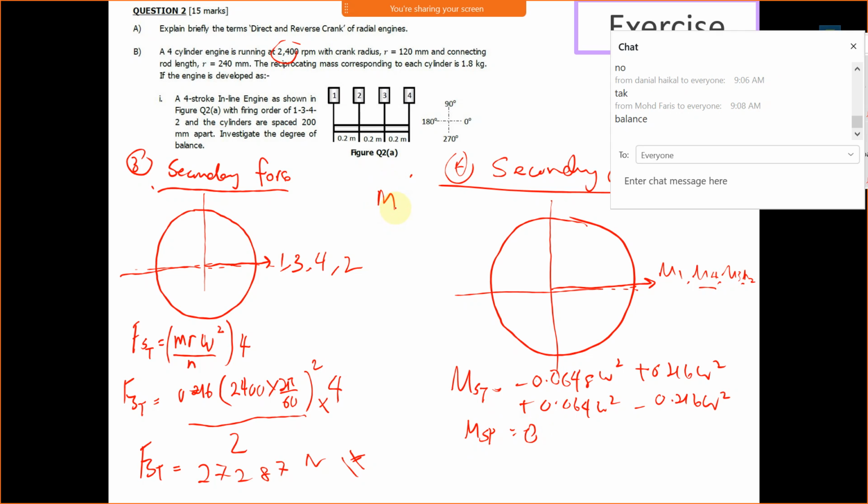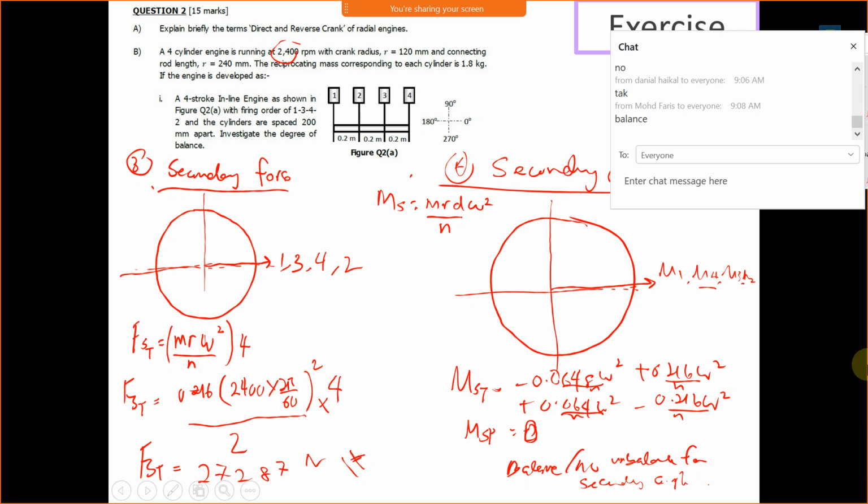Betul? 0. Omega square over N. So, MS total, rumus dia MRD omega square over N. Sorry. So, maksudnya over N lah. So, at the end, result dia must be same, 0. So, kalau 0 maksudnya, this one is balanced lah. So, no unbalanced secondary couple or moment. Okay, faham?